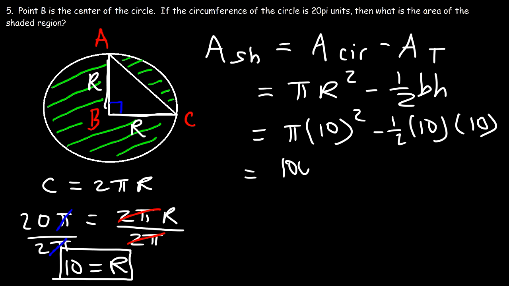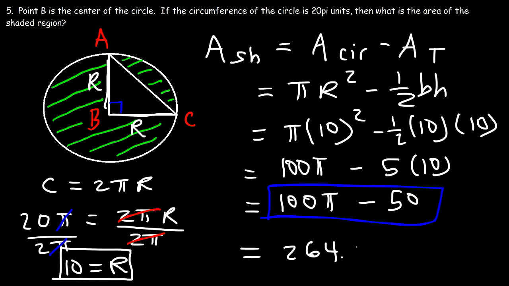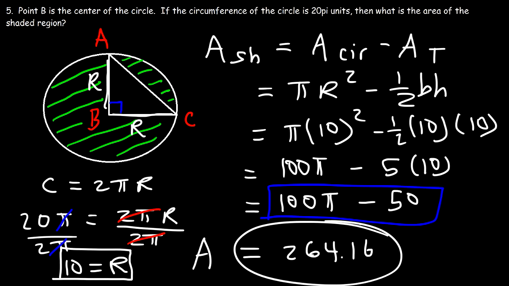10 squared is 100. Half of 10 is 5. And 5 times 10 is 50. So this is the answer. It's 100 pi minus 50 square units. Now, if you want to get the decimal value for that, it's equal to 264.01 square units. So that's the area of the shaded region.